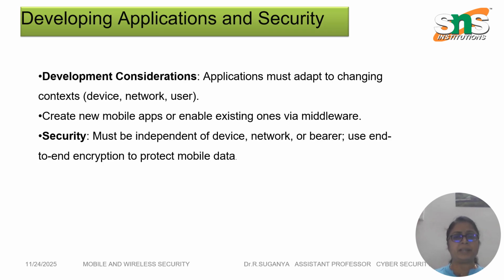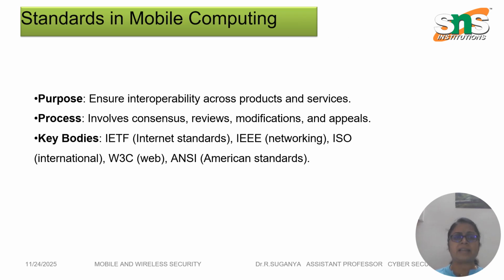When developing applications, security is important. Applications must adapt to changing context like device, network or user. Security is a must when we use our mobile data, in order to protect our information. Standards in mobile computing ensure interoperability across products and services. The process involves concessions, reviews, modifications and appeals. The key bodies include IETF for Internet standards, IEEE for networking, ISO for international standards, and ANSI, American National Standards.